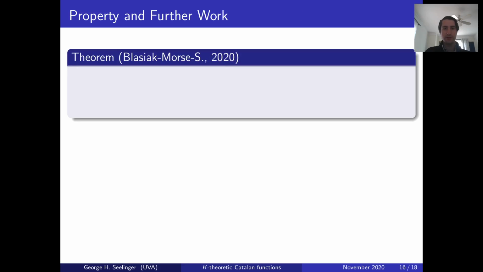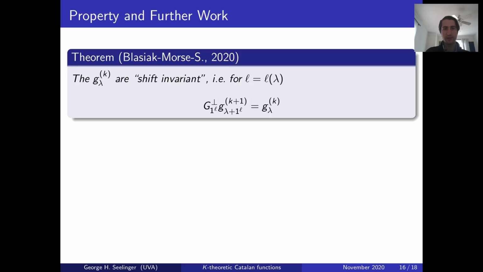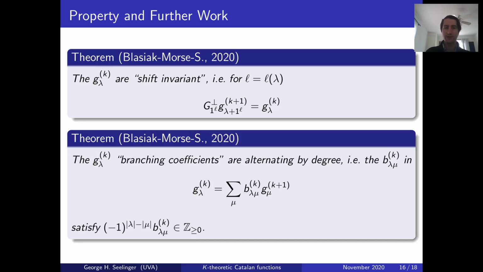So from this explicit definition, we're actually able to prove some useful properties. First, as before with the K-Schur functions, we establish shift invariance, which is just this technical thing that then allows us to prove that the branching coefficients are alternating by degree, which in this case is the appropriate notion of positivity for the K-theory. So this was conjectured in Lam, Schilling, Shimozono 10 years ago, and with our direct formulation, we were able to actually prove this property.